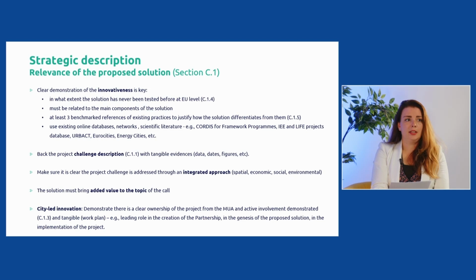To do that, we advise you to use many existing online databases. You can reach out to your networks. Please use also scientific literature. Consult with experts specialized in the topic. Here we list some of the databases that are available online: Cordis, Eurocities database, Urbact database, Energy City. There are really many of them, and in the application form, we also give you some other examples.